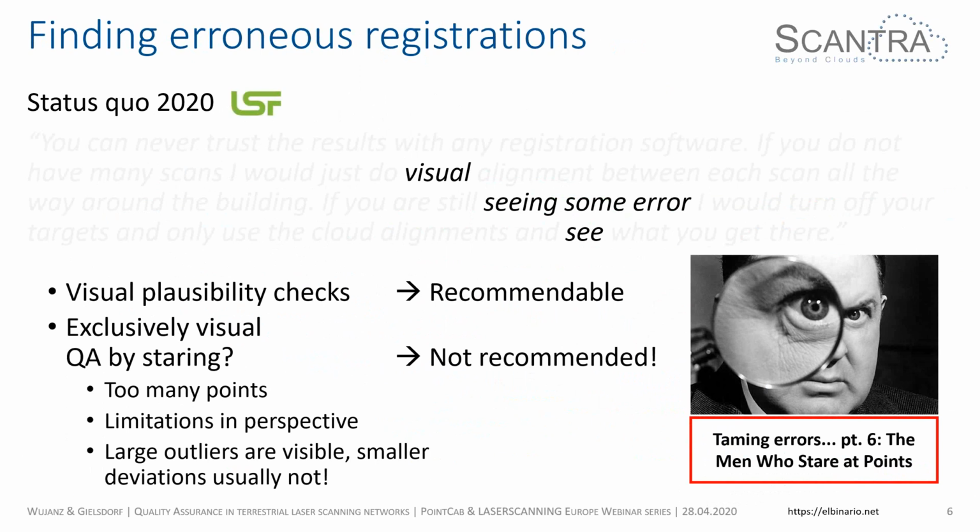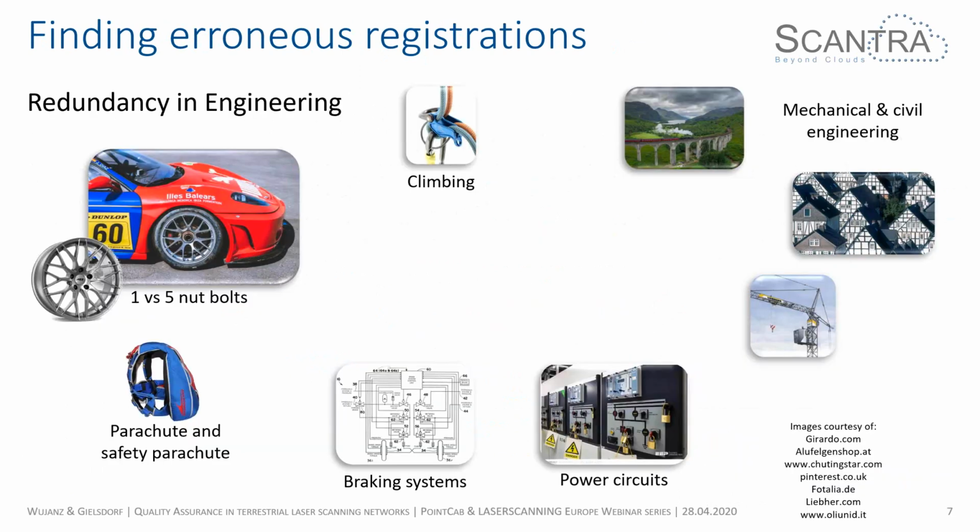There's way too much information. There are way too many points. There are limitations in perspectives. And of course, you may be able to find large outliers, but the small, subtle deviations are usually not visible. So as soon as they accumulate, you will end up with a large area that you may find, but you do not find the source of all evil. And this is what makes it so tricky.